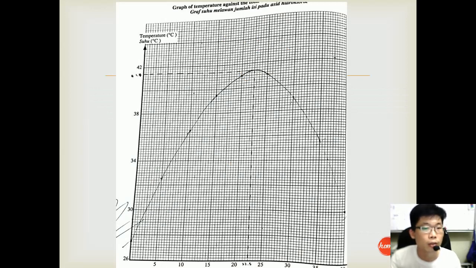So actually the student can get the value from here. So this is the highest temperature. The volume you get will be 22.5, and here will be 41.4. So it's under the range. So the student can get the answer from here, for the prediction.